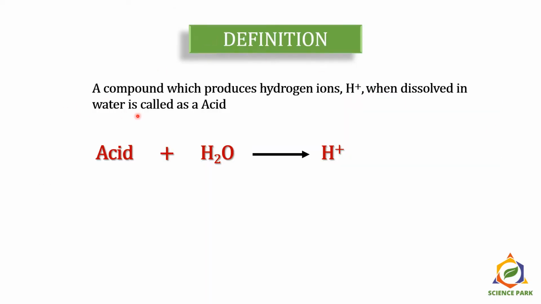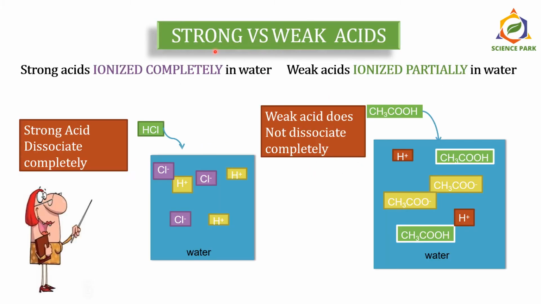Now let's see the scientific definition of acid. A compound which produces hydrogen ions, H+ ions, when dissolved in water is called an acid. So the simple reaction for acid can be written as any kind of acid when added with water always dissociates into H+ ions.